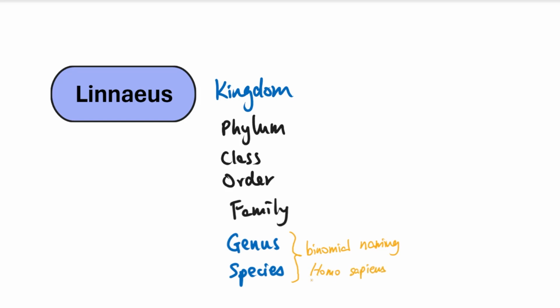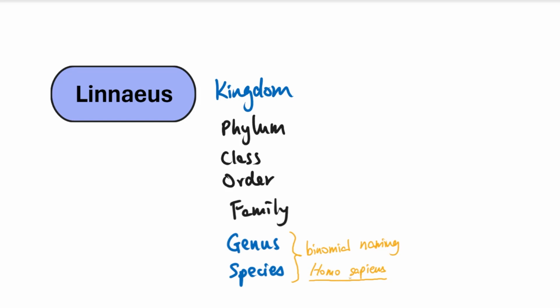So what that means is there are other organisms that are also in the genus Homo, but there are still differences between us and that species. Therefore, we are put into the species of Sapiens. Binomial naming is actually in Latin.